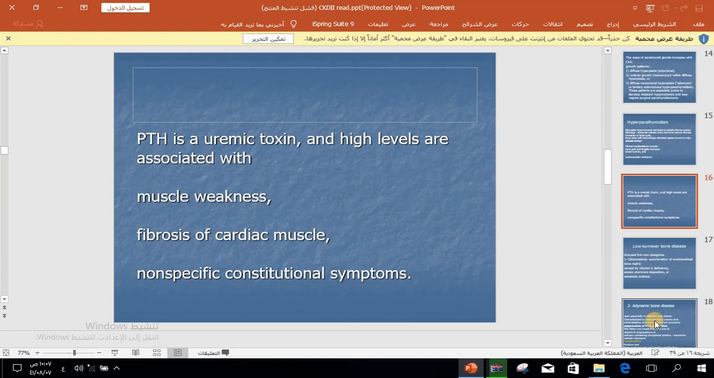And in such condition, we start to see extra osseous calcification. This calcification can affect basal ganglia in the brain. It can be in the myocardial muscles. It can be in the skeletal muscles. It can be in the skin, and we call this calciphylaxis. So it has different manifestations.